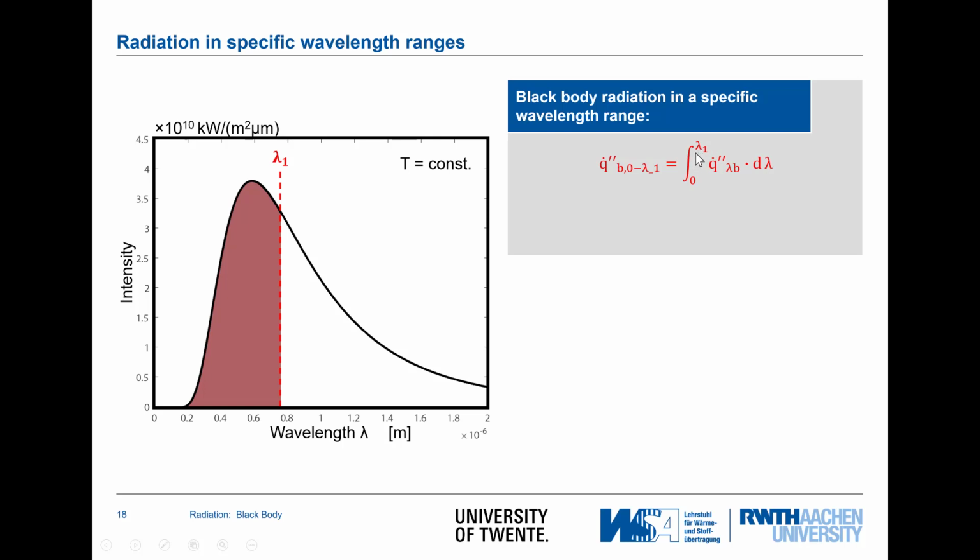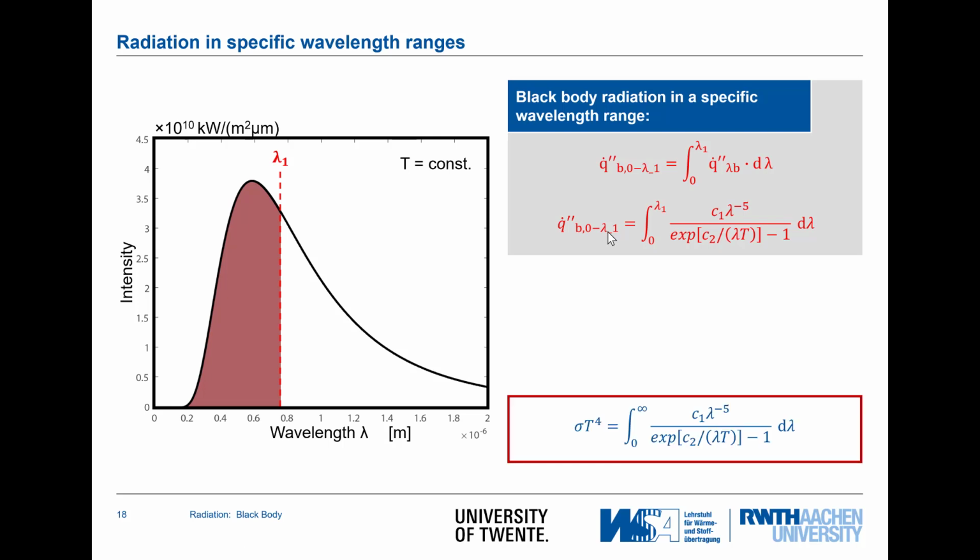And this is mathematically a bit more difficult to calculate, because for the one with infinity, we found mathematical tables to give us a solution. Now, on the left-hand side, this is q dot 2 prime's black body for the range of 0 to lambda 1. Now, the solution for that shall be related to the maximum possible amount.